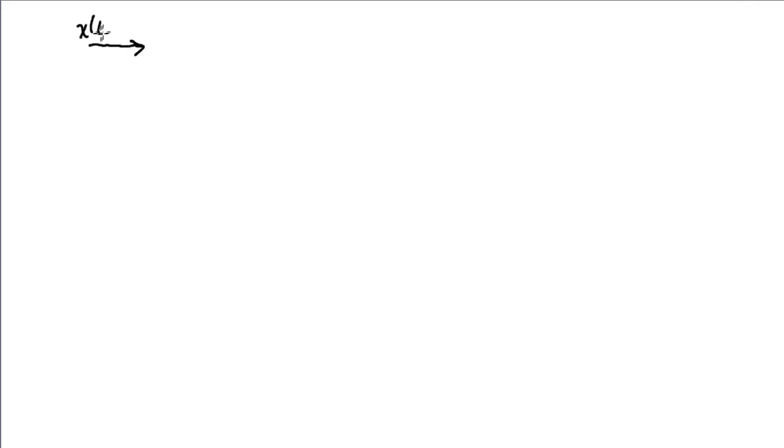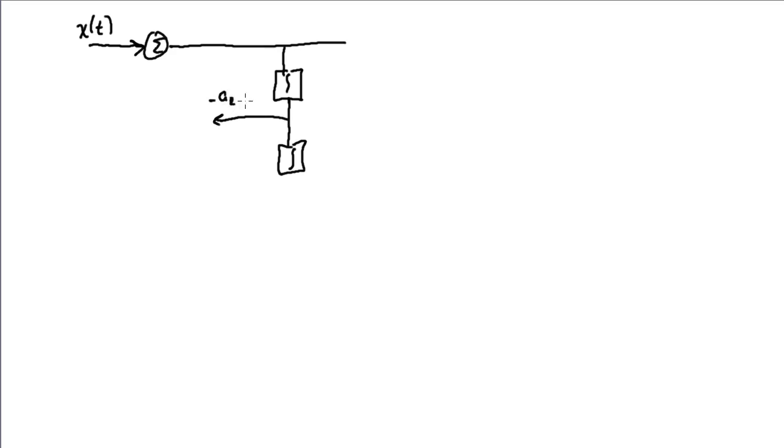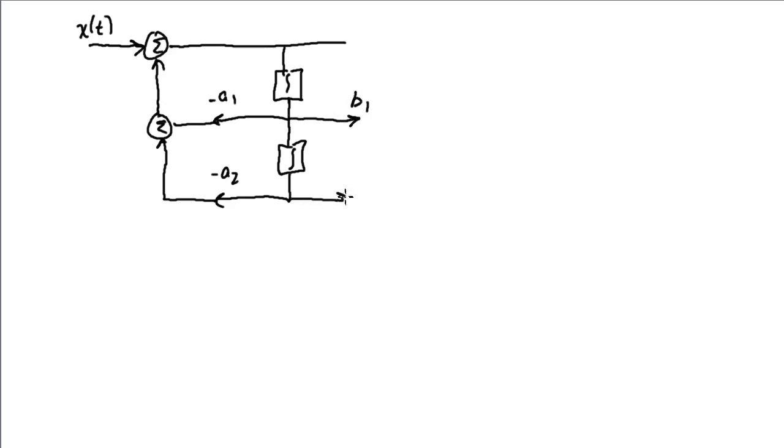Okay. So x of t coming into a summer, and then I've got these 2 integrators, and multiplying by minus A1 and minus A2. Similarly, going in the feed forward portion of the system, I've got that integral of z multiplied by B1 and B2, and then z was multiplied by B0. Again, I've got my summers here.